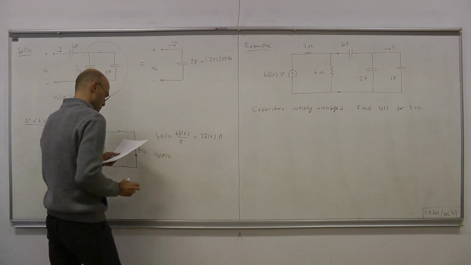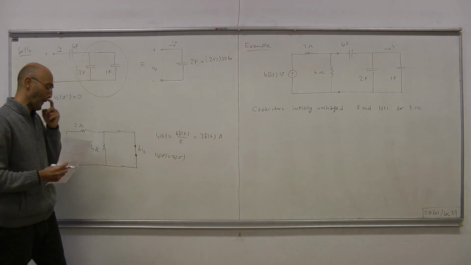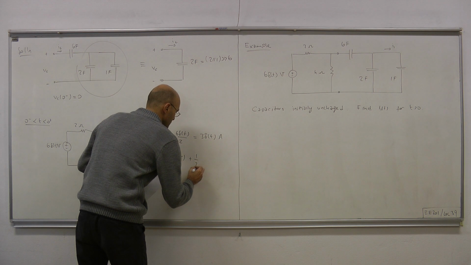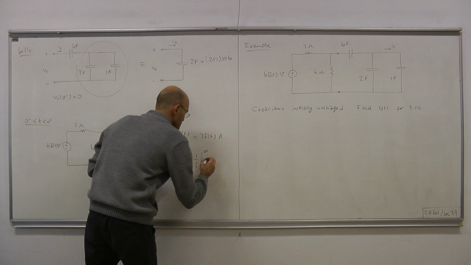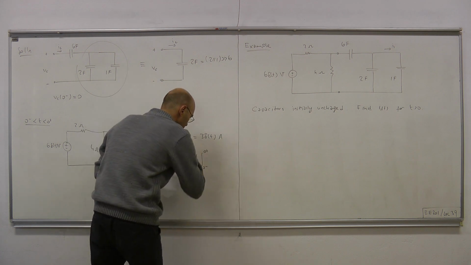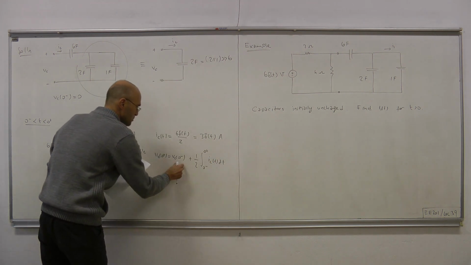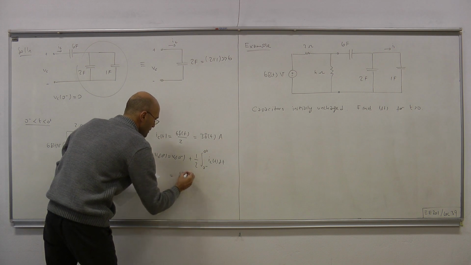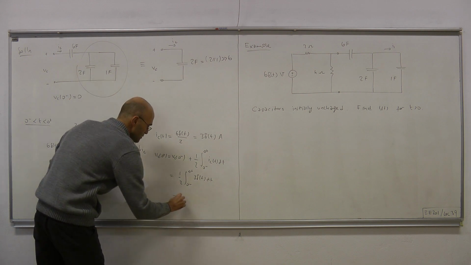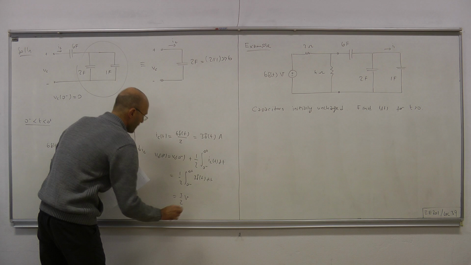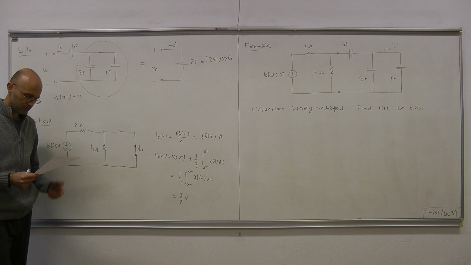And then VC0 plus equals VC0 minus, which is 0, plus 1 over the capacitance, 1 over 2, and then you integrate from 0 minus to 0 plus, ICT dt. So that equals, because this is 0, 1/2 integral from 0 minus to 0 plus of 3 delta T dt, and that yields 3 over 2 volts. Okay, so at T equals 0 plus, that's our capacitor voltage.